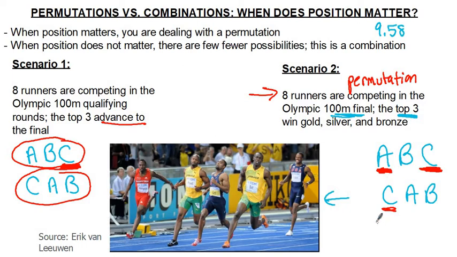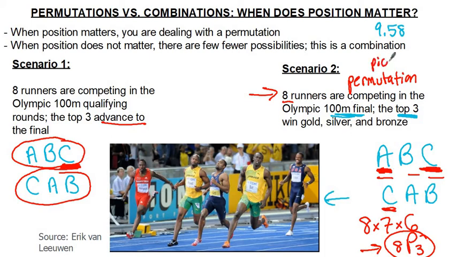The way that you would set that up is if there are 8 runners, there's 8 people who could finish in first, times 7 who could finish in second, times 6 who could finish in third. Another way of saying that is 8 permutation 3, 8P3, because there are 3 people right there. I usually think of it as 8 pick 3. The P can stand for either permutation or pick. The way that I remember the difference is position: the word position starts with the letter P, just like permutation. So when position matters, you're using a permutation.